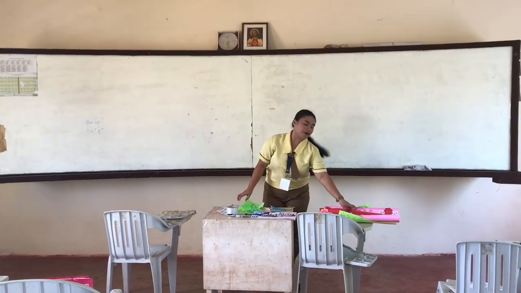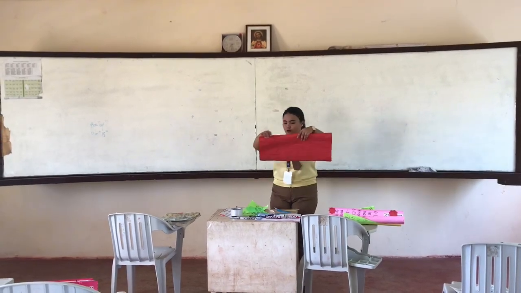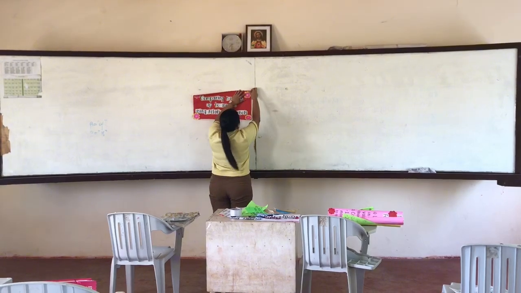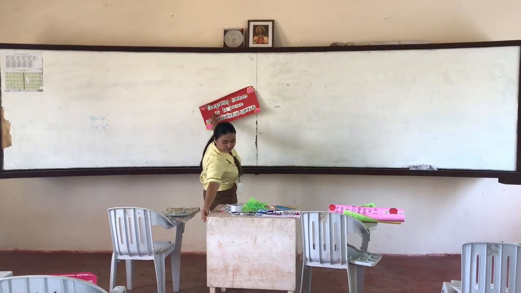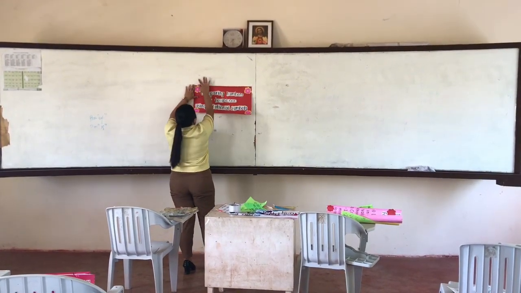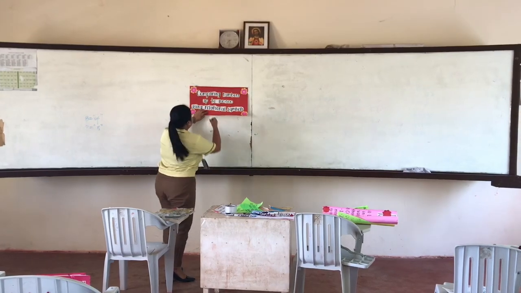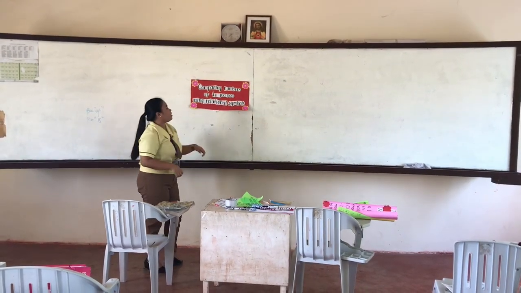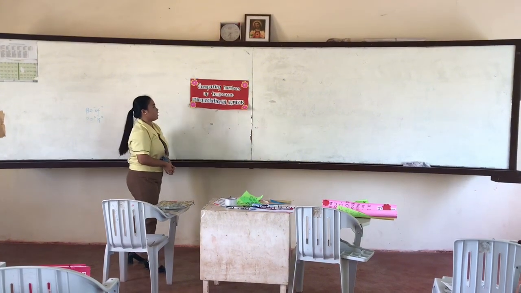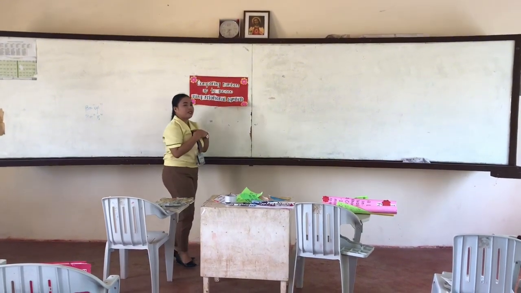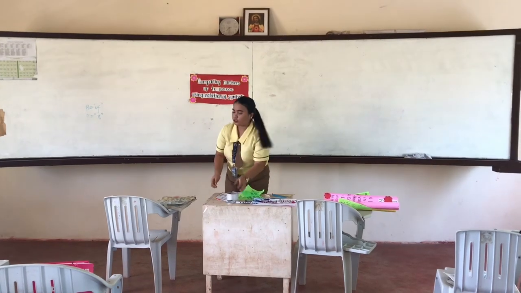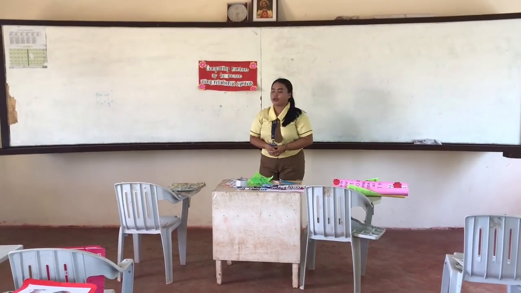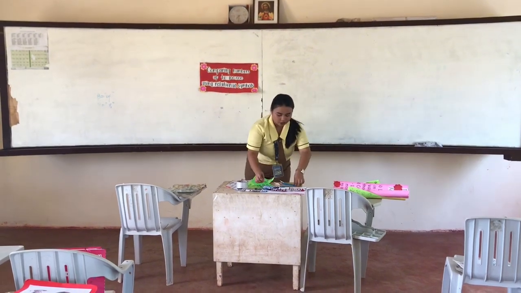Our topic for this afternoon is all about comparing numbers up to 100,000 using relational symbols. So what are relational symbols? Relational symbols are those symbols that we're going to use in comparing numbers. So these are the relational symbols.